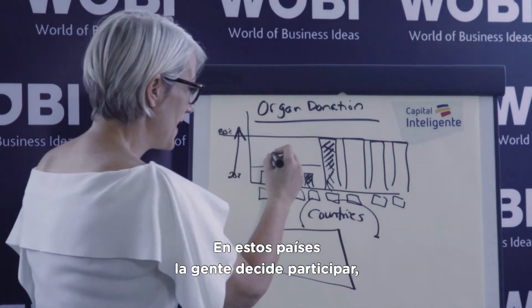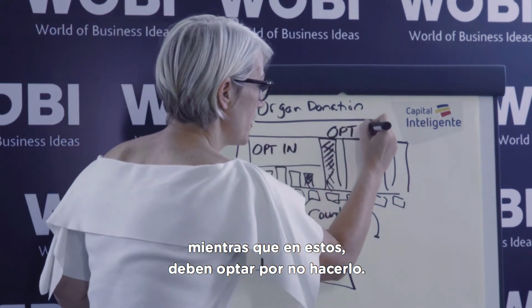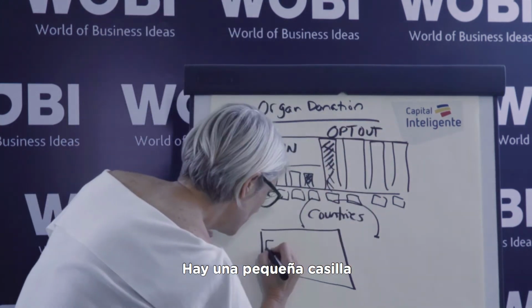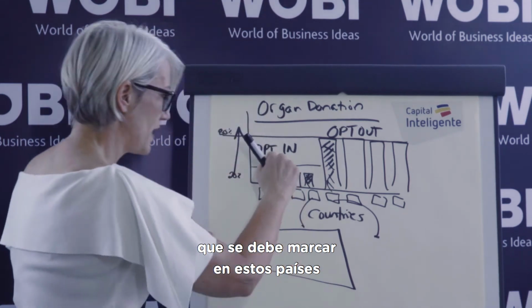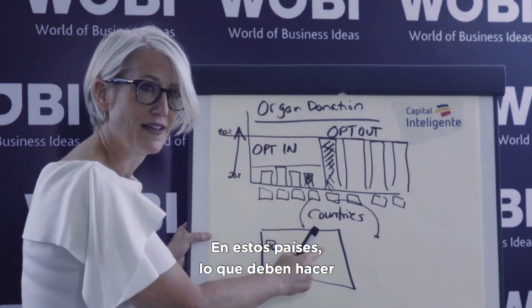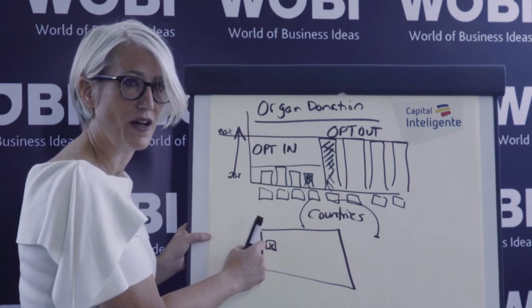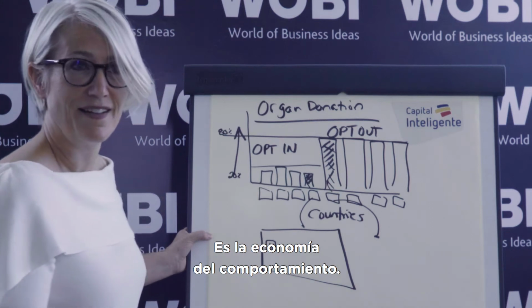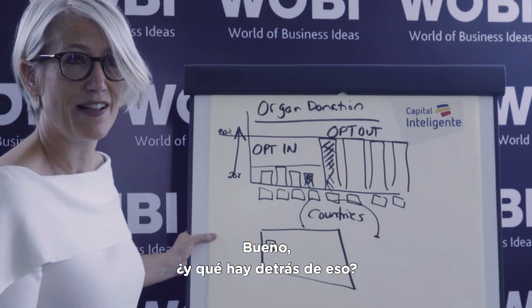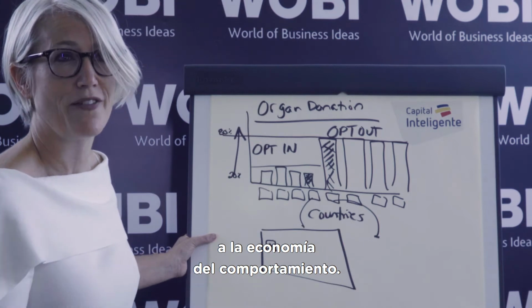You see, in these countries, you have to opt in, and in these countries, you have to opt out. There's a little tiny checkbox. In these countries, you have to check it if you want to donate your organs. And in these countries, the way the form works is you have to check it if you want to opt out. That's behavioral economics. Okay, well, what's happening underneath it? That's where the behavioral economics is.